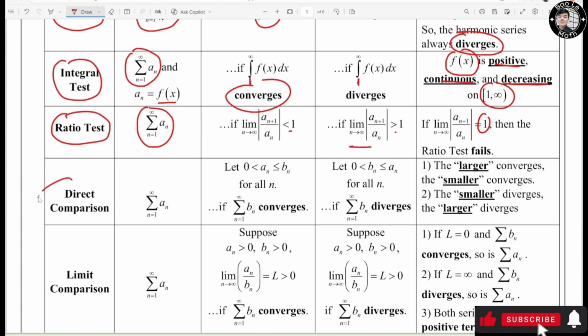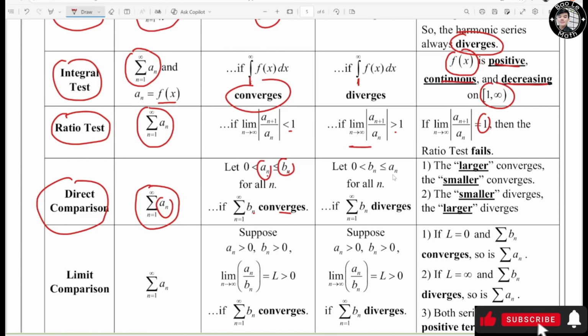Now, next one, direct comparison test. The formula is given by this. Suppose we have the series that is bigger than this series, right? So keep it right here. So if the bigger converges, the smaller converges, right? So if b sub n converges, a sub n converges.